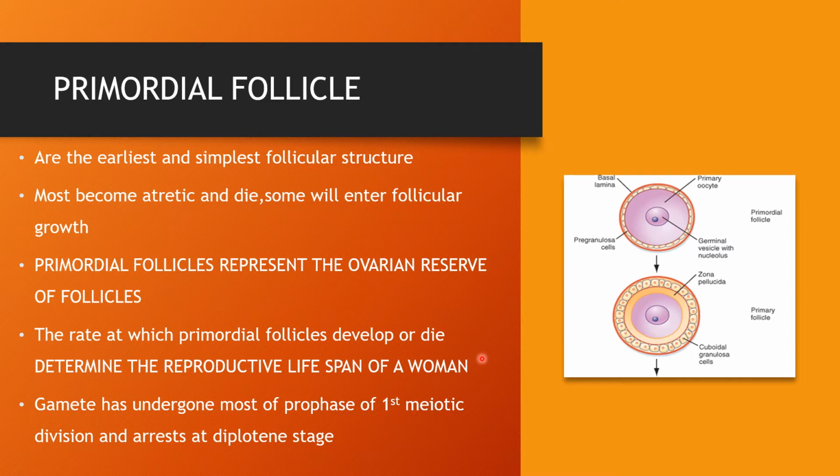So when they go through puberty, they start to menstruate, the menarche. Later on, in the fourth decade of life, they start to consume all the eggs and stop ovulating. That would be the terminology for menopause. The egg has undergone most of the prophase of the first meiotic division and arrests at the diplotene stage.